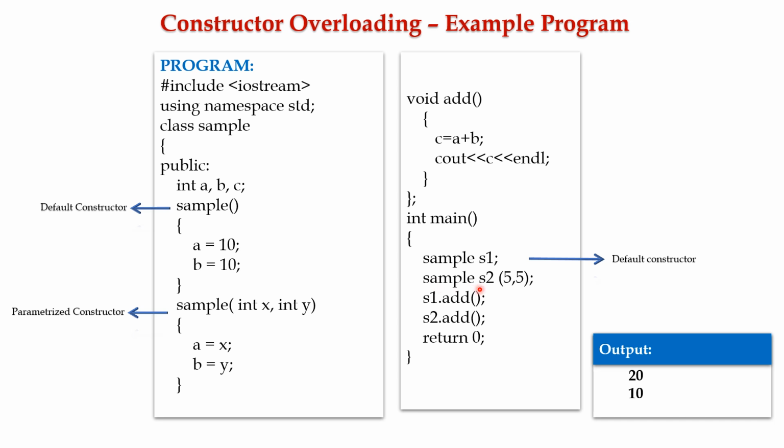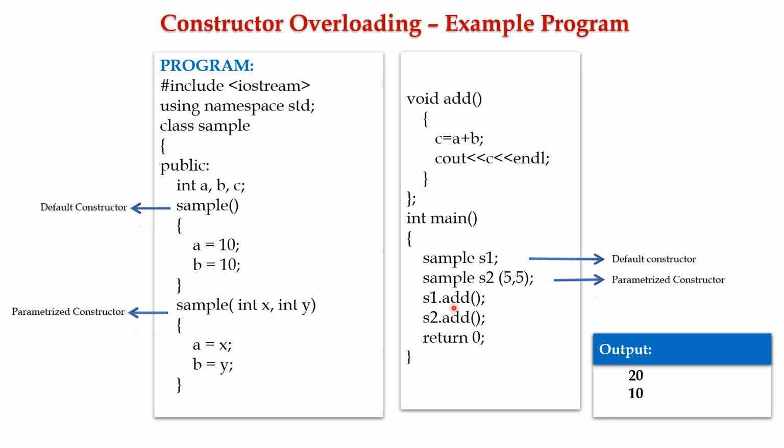Here, sample S2 of 5, 5. The object S2 is created for the class sample and it has the parameters 5, 5. So the parameterized constructor is called. Now control is shifted to the parameterized constructor and the values of the variables A and B are initialized with the variables X and Y, that is 5 and 5. Now the values of the variables A and B are initialized with 5 each. Now the control moves to the main function.